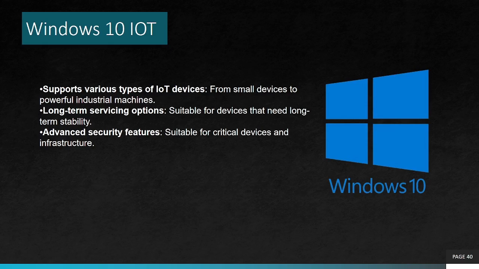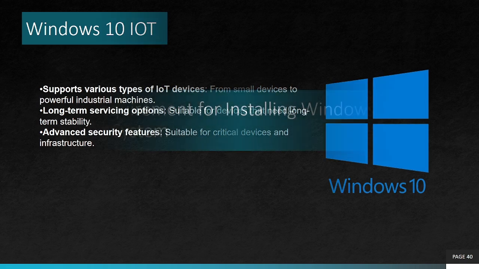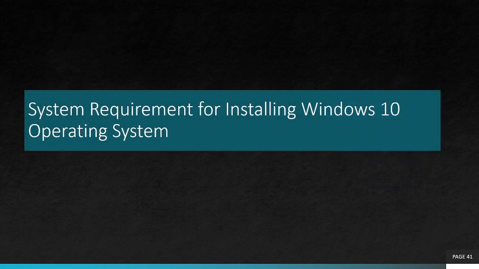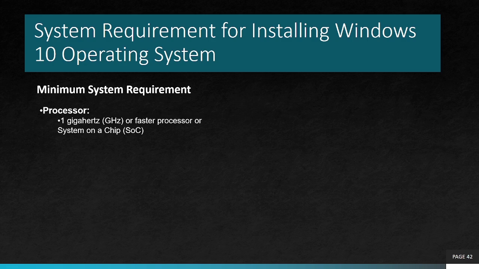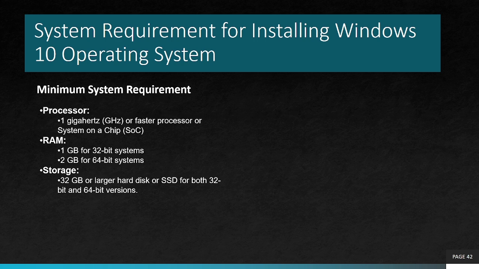Now, if I talk about how you are going to install it, and what kind of system resources we need for installing the Windows 10 operating system: if I talk about the very minimum requirement, the minimum system requirement is a 1 gigahertz processor, 1 GB RAM for 32-bit and 2 GB for a 64-bit operating system, and storage of 32 GB on a hard disk or SSD for both 32-bit and 64-bit versions. So 32 GB is a very good amount of storage.